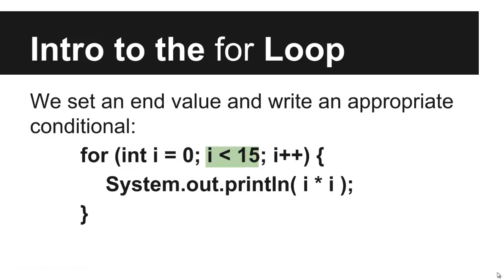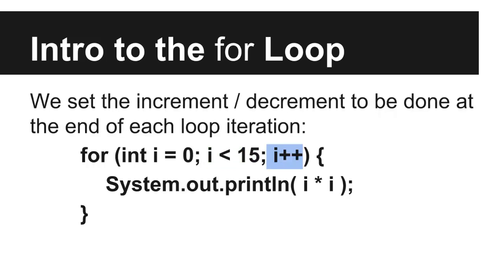The second thing that we have is our condition. In this case, that i is less than 15, so we keep looping so long as that condition is true. The condition gets evaluated at the beginning of each pass through the loop. And then finally, we have our increment or our decrement, as the case may be, which is done at the end of each pass through the loop. So at the very end of the loop body, we just have this sort of sneaky i++.